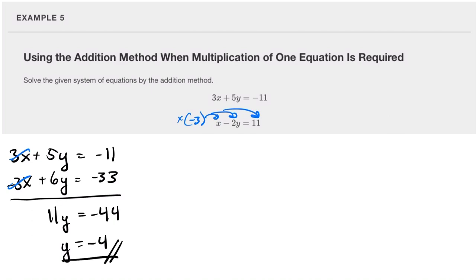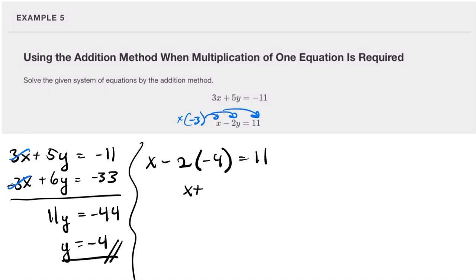So I'm going to plug this into the second equation. You can plug it into either one, but to me, the second equation might be easier to work with. So x minus 2 times our y equals 11. That's really x plus 8 equals 11. Subtract 8, x equals 3. So our claim is that the solution to the system is the ordered pair 3, negative 4.